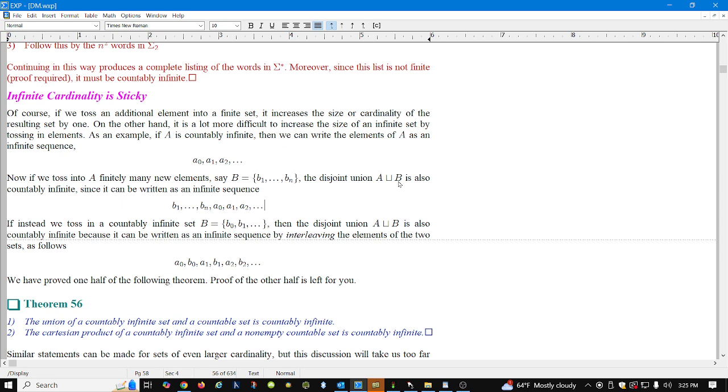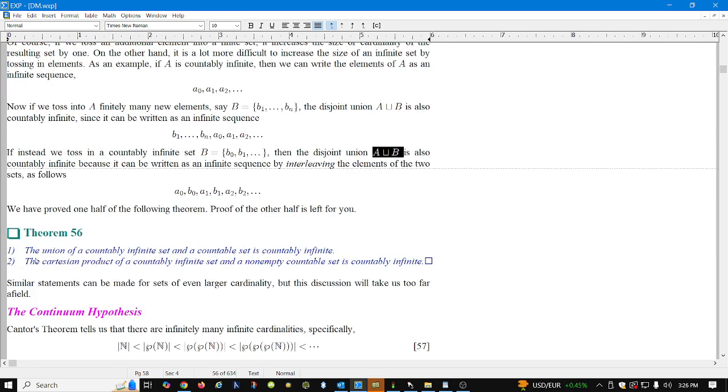As a matter of fact, we can even toss in another countably infinite number of elements. And now we can't put the B's first and then the A's because the B's never end, right? But we can interleave or alternate A0, B0, A1, B1, A2, B2. And this is clearly an infinite sequence where each element of the disjoint union of A and B appears exactly once.